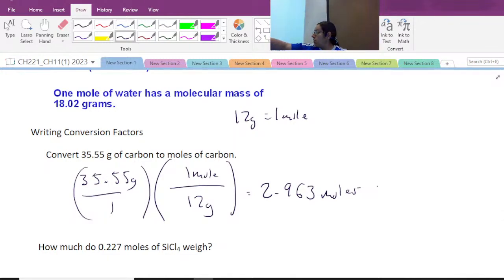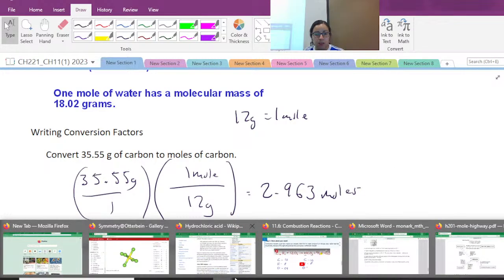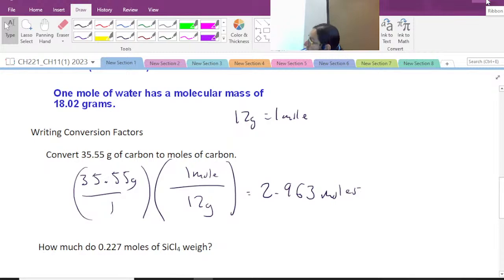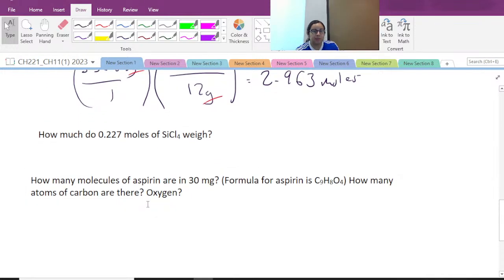Again, use your dimensional analysis, use your mole highway, whatever feels good to you. We're trying to go from mass to moles, so it tells us to follow this arrow and divide by molecular weight, and that's exactly what he did up there. Or think of your dimensional analysis, grams canceling. Excellent, so I see chat got the same answer as well. All right, let's try the next one then.